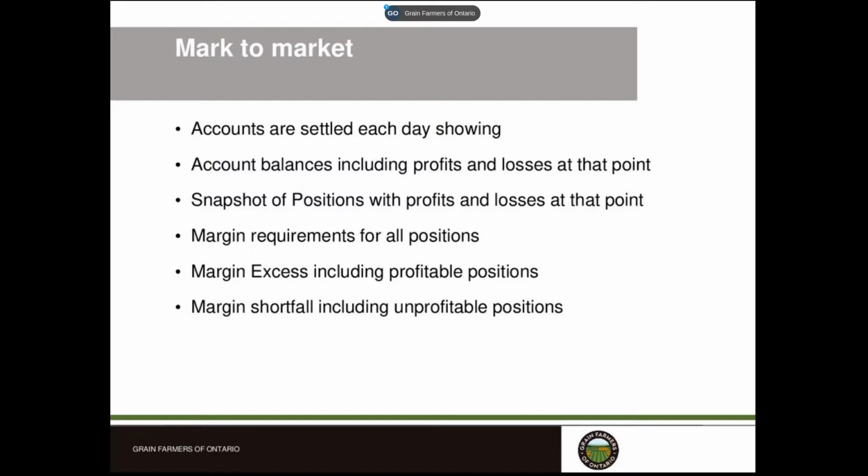So it's a snapshot of your positions. If you have 4 or 5 positions on or open, it shows you whether you're long, say, corn or wheat, or if you're short corn or wheat or soybeans. And each position shows its respective profits and losses at that point. So again, it's just a summary. It will also show you all the margin requirements for the total positions, as well as each individual position.